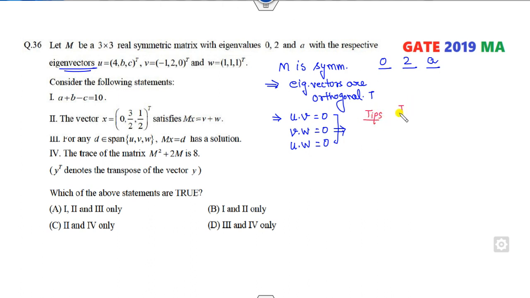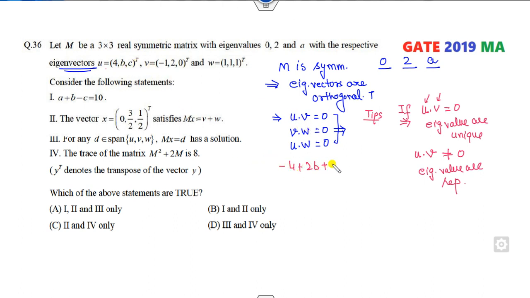If u dot v is 0, then it means the eigenvalues are unique corresponding to the eigenvector u and eigenvector v. If the dot product is non-zero, then the eigenvectors are repeated. Fine. Now we have to firstly check what is the value of a. So what is the u dot v? u dot v must be 0, so it is -4 plus 2b plus 0 is equal to 0. So b is 2.